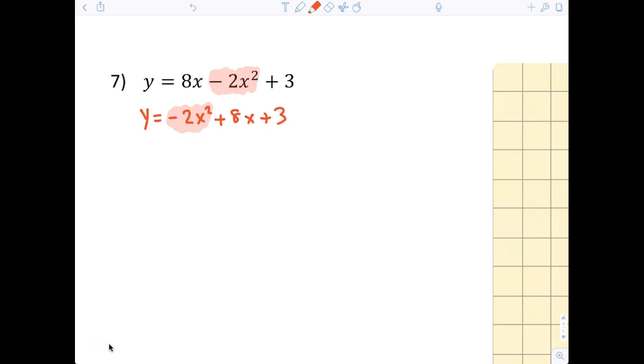Okay, do you see it now, right? Because look, the 8x is what's positive, right? This 8x is positive. That's why it's positive here. So I agree with that.